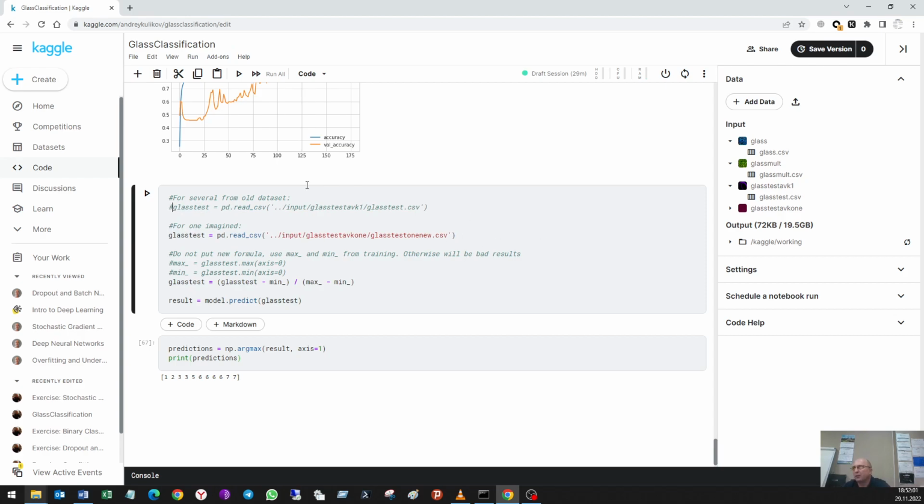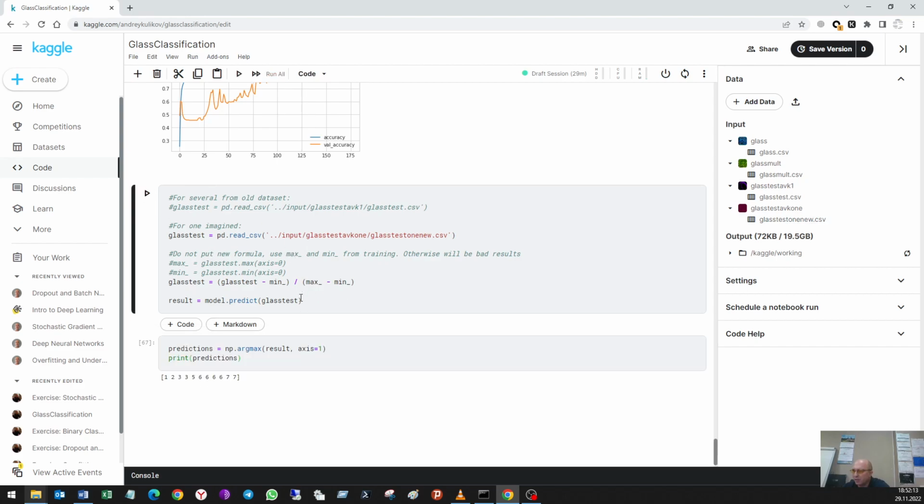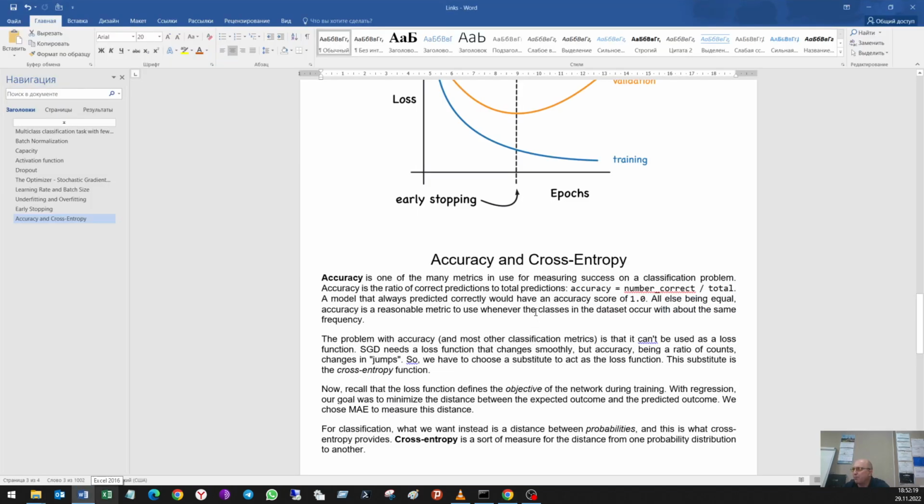I did it myself. Here it is. It was near 7, and it will give me 7. About metrics, accuracy and cross entropy. Accuracy is one of the many metrics in use for measuring success on a classification problem. Accuracy is the ratio of correct predictions to total predictions. Accuracy is the number correct divided by the total.